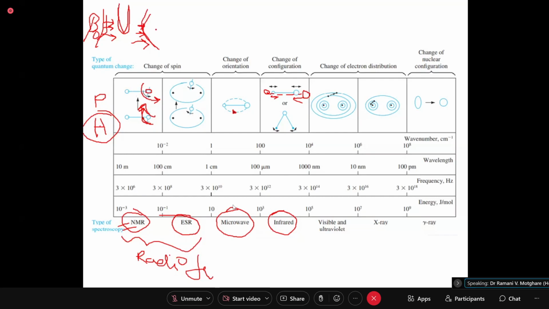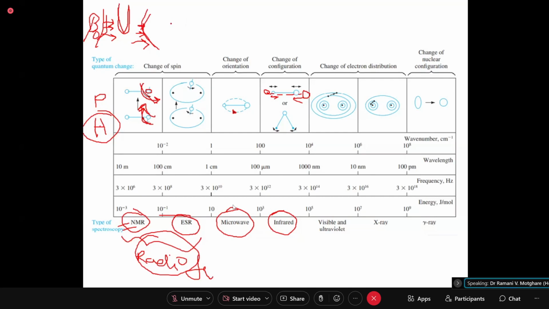Okay, so we see that in such a case, when it is changing the spin, it is absorbing the radio frequency. Now this radio frequency radiation is of very low energy, but still it can bring about the change in the spin of the proton.